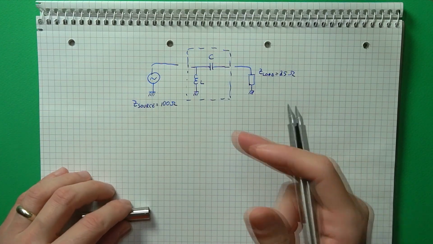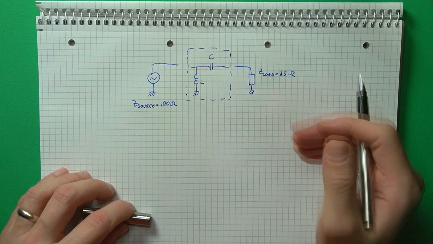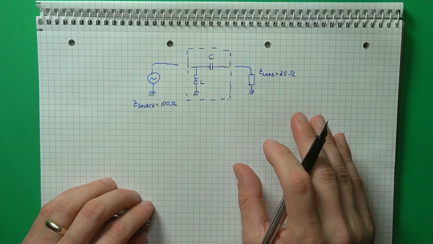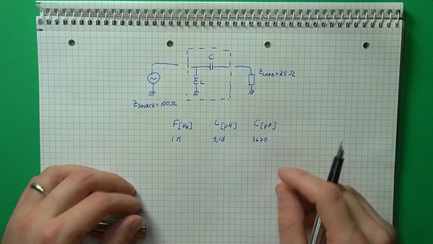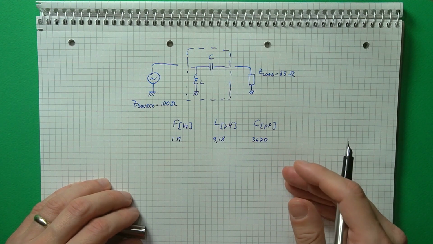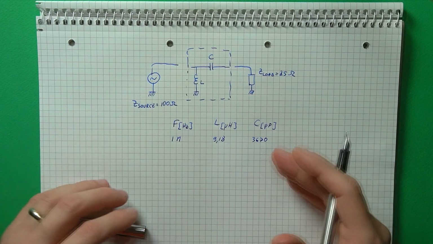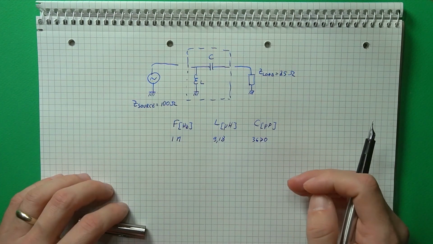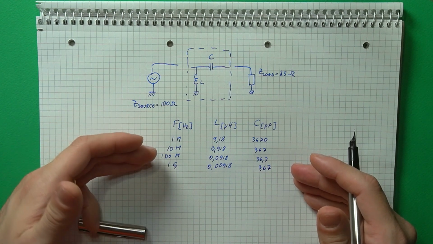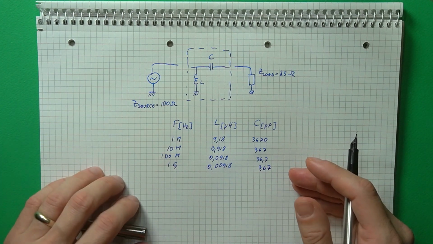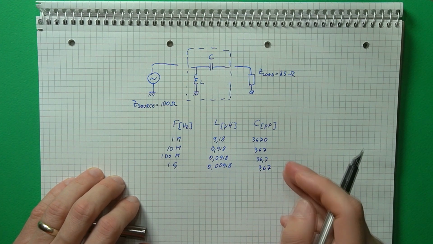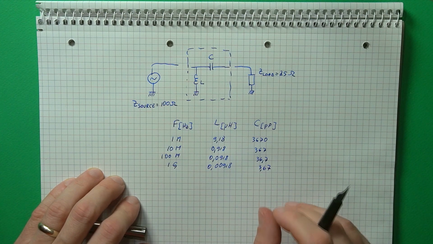Let me give you an example. If you want to match a 100 ohm signal source with a 25 ohm load using a generic LC matching circuit at a frequency of 1 MHz, you can go with a 9.18 microhenry inductor and a 3.67 nanofarad capacitor. So these are perfectly reasonable components and values. However, if we increase the frequency, say go up step by step up to 1 GHz, we end up needing a 9.18 nanohenry inductor and a 3.67 picofarad capacitor.